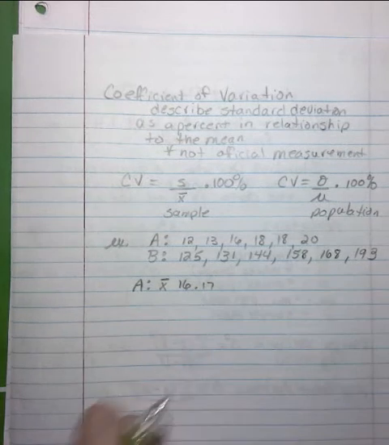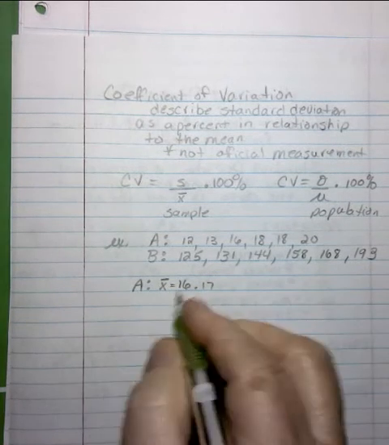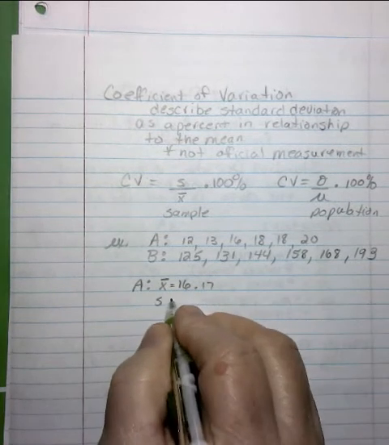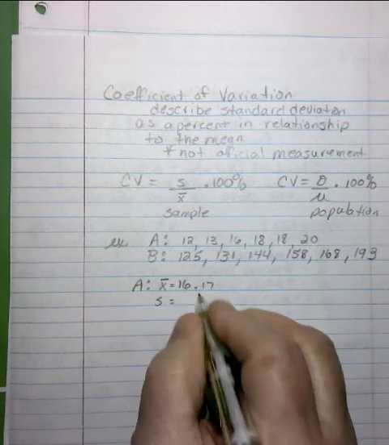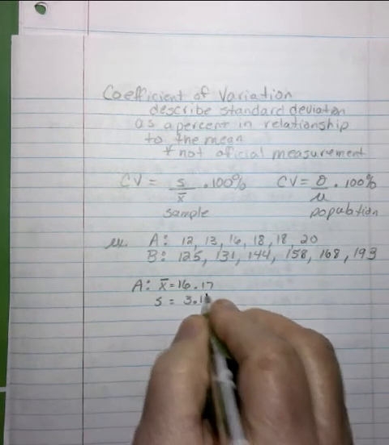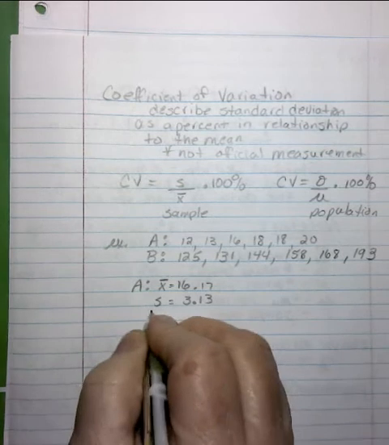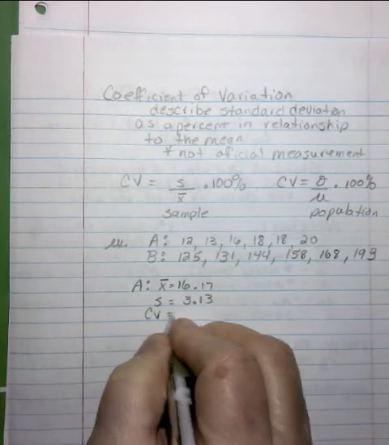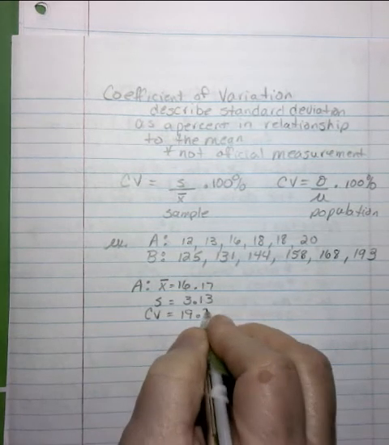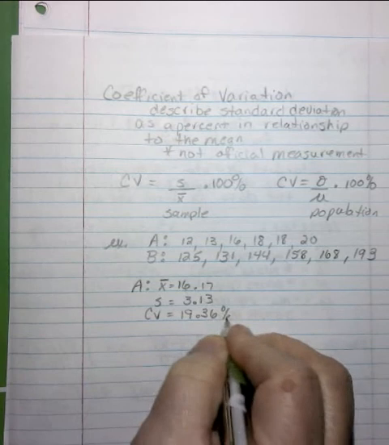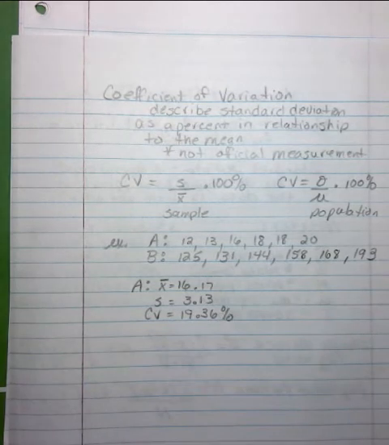So the mean for set A is going to be 16.17. The standard deviation for set A is 3.13. The coefficient of variation is 19.36%. Because remember, coefficient of variation is a percentage value.